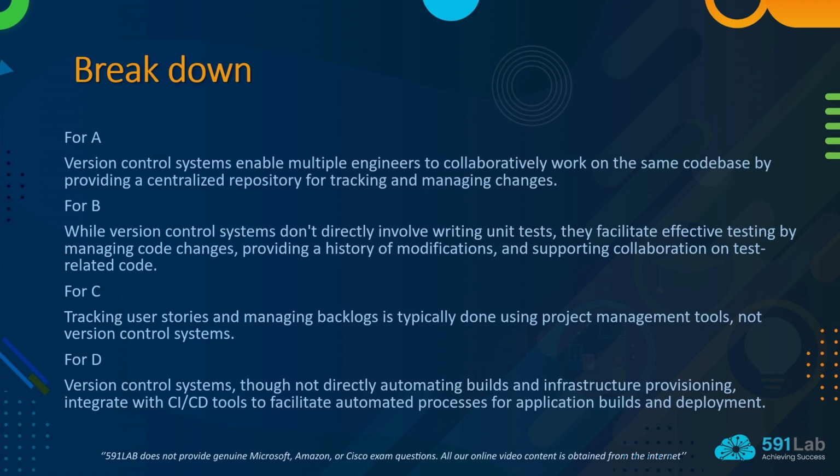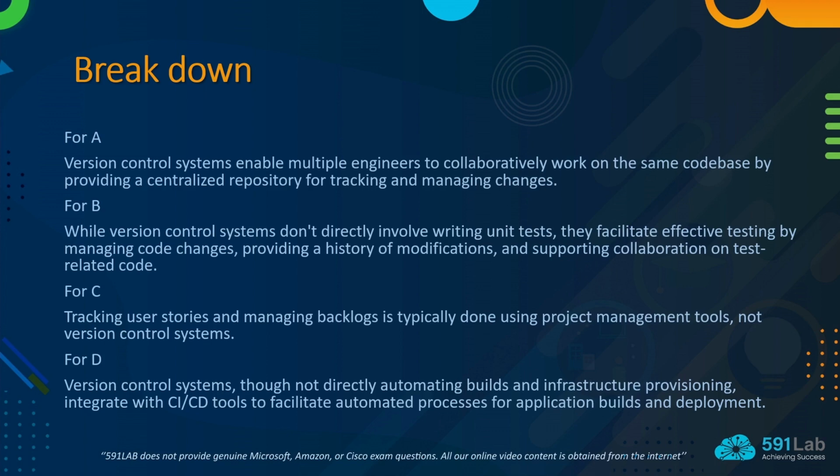For option C, tracking user stories and managing backlogs is typically associated with project management tools rather than version control systems. While a version control system may contain information about the changes made to the codebase, it is not the primary tool for tracking user stories and managing project backlogs. Project management tools such as Jira or Trello are more suitable for this purpose.